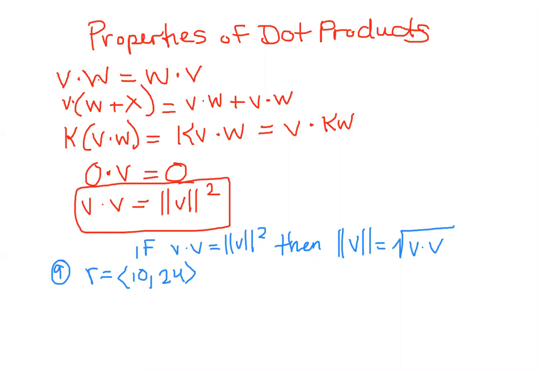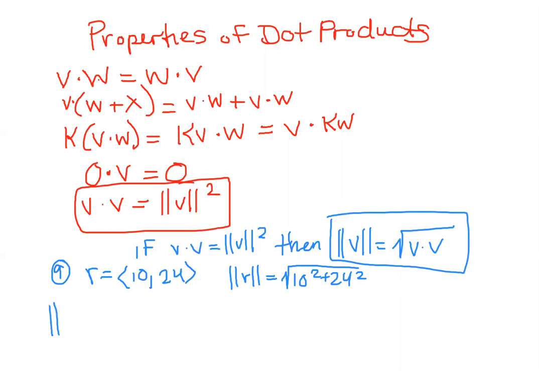If you were going to find, so this says use the dot product to find the magnitude. If you were going to find the magnitude of this, you would have said that is the square root of 10 squared plus 24 squared, right? That's how we found magnitude before. Now they want you to use the dot product. They want you to use this.